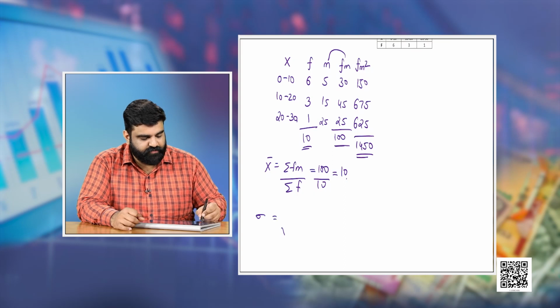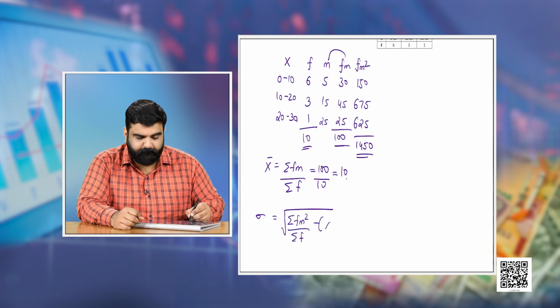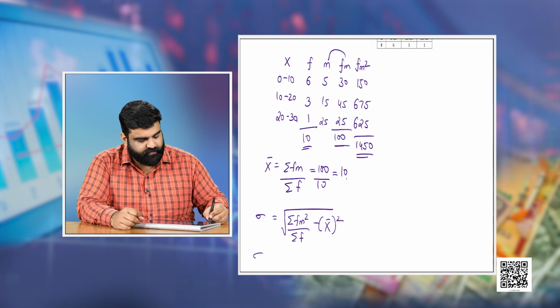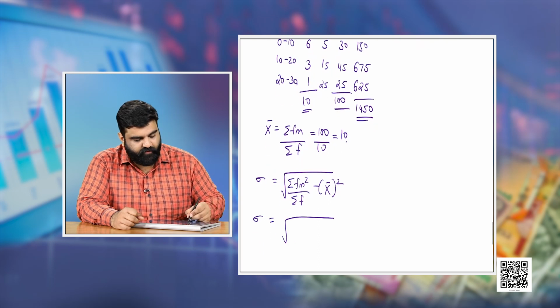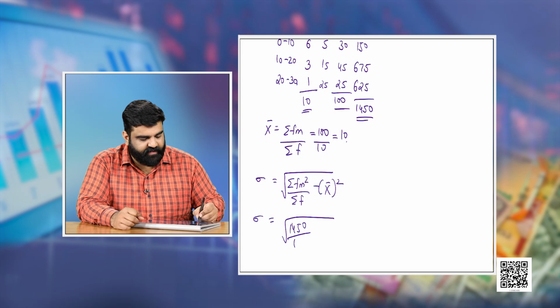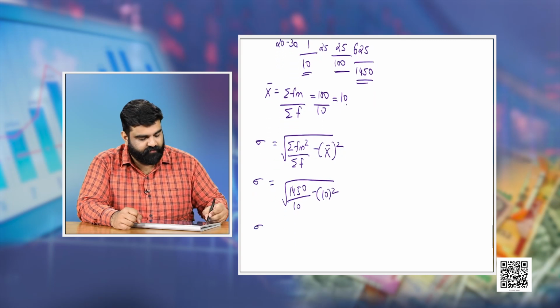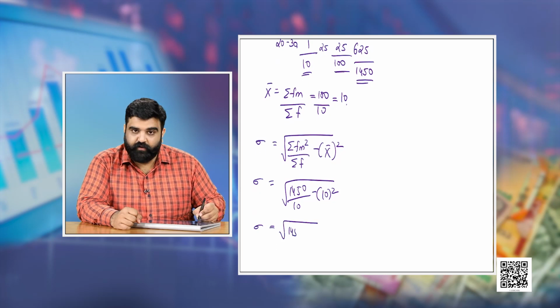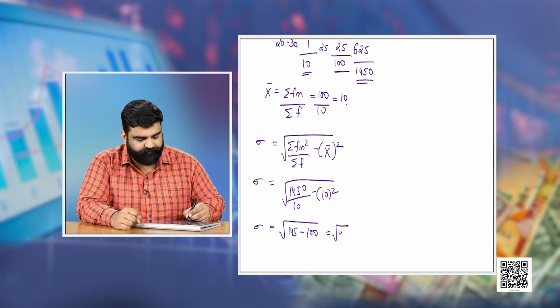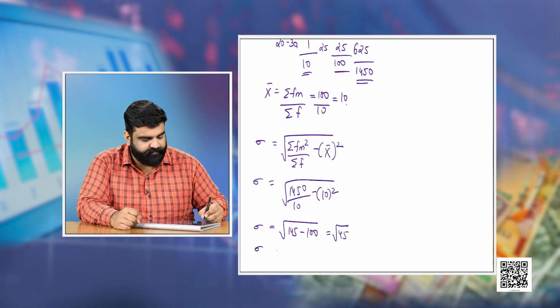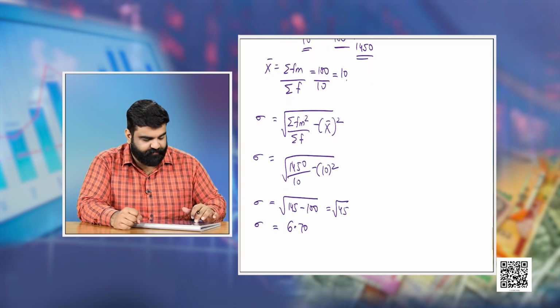Now, let us apply the formula. The formula for standard deviation according to the direct method is root of sigma Fm square upon sigma f minus mean square. So, this will give me root of 1450 divided by 10 minus 10 square, that is the mean square. So, I get root 145 minus 100, that is root 45. So, the answer to this question will be 6.70. This will be my standard deviation.